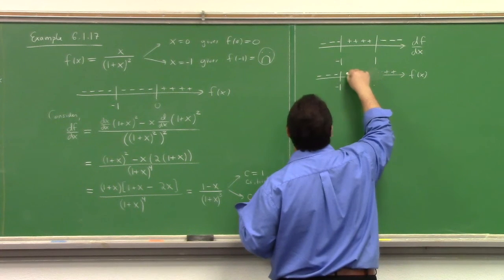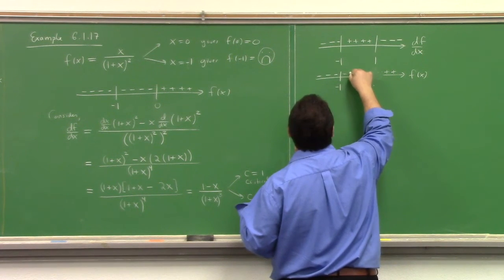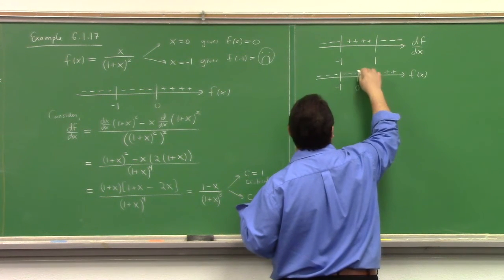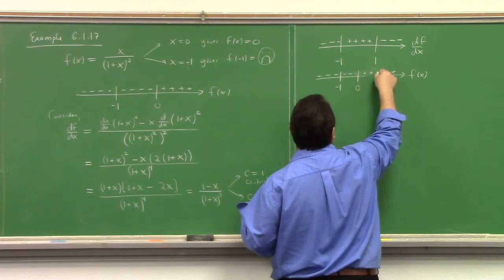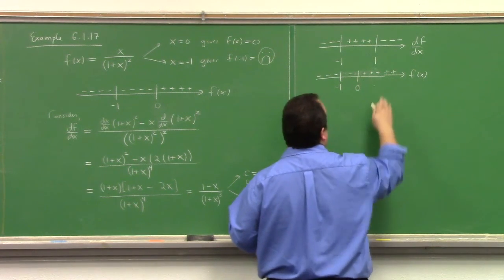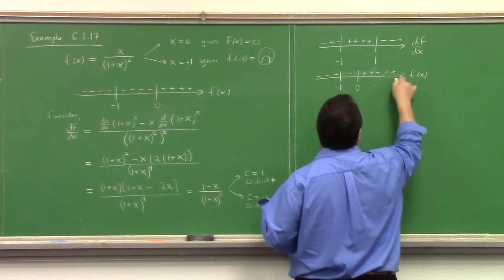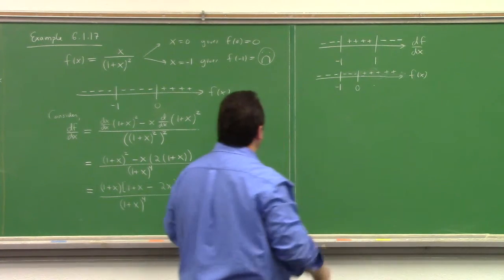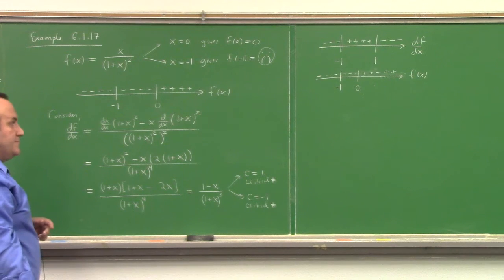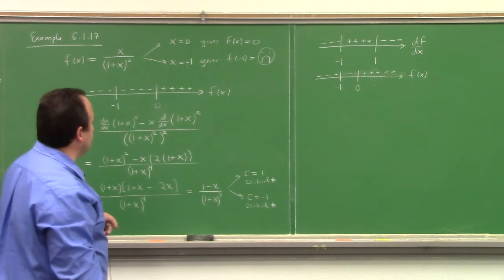The places where the function is not defined are the same places where the derivative is not defined. However, the places where the function is 0 and the places where the derivative is 0, they differ. The function is 0 at 0. The derivative is 0 at 1. Okay?